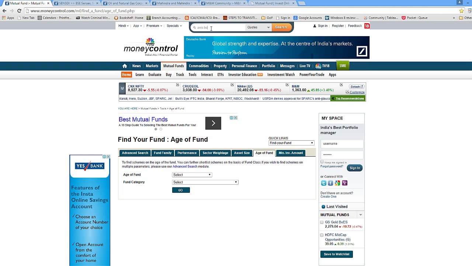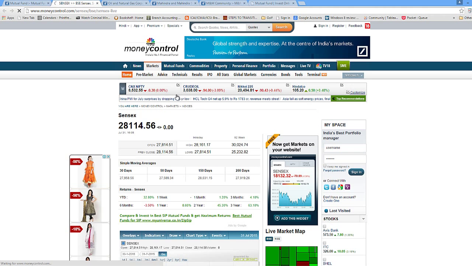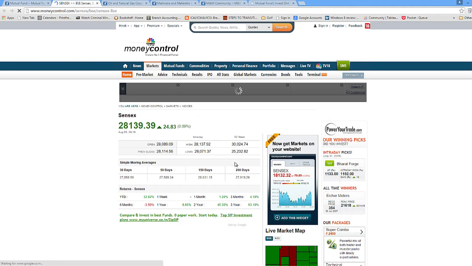Now, oftentimes you may not know where to start, and the easiest way I would recommend is the Sensex or the index. You can select any index. The easiest would be to select the BSE Sensex. You can see it floating here on this bar. All you need to do is just click on it, and it will take you to the details of that Sensex. So here we have reached the Sensex.